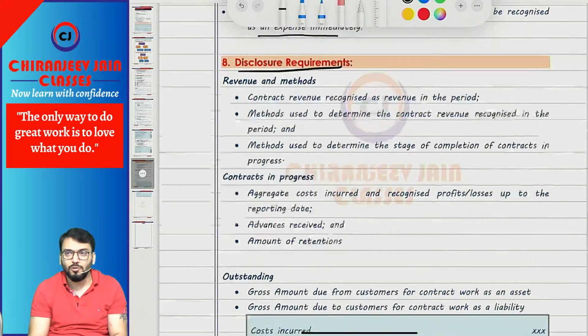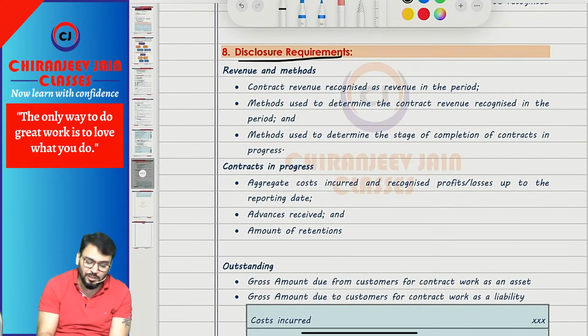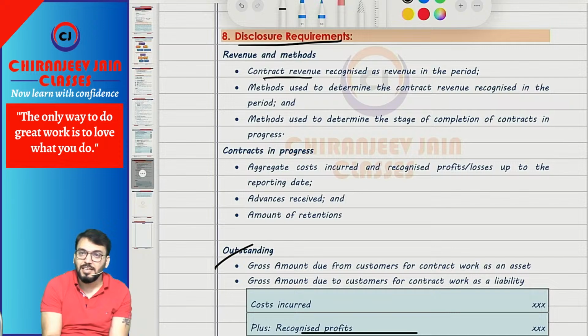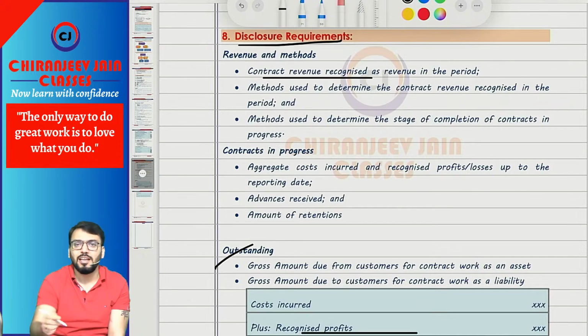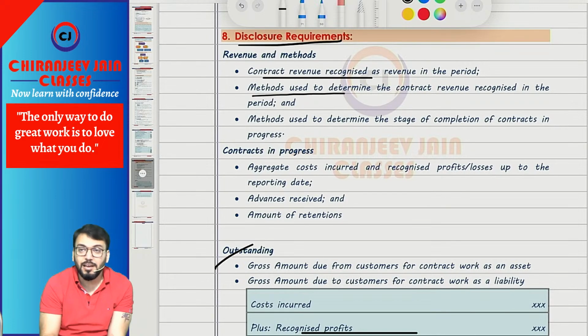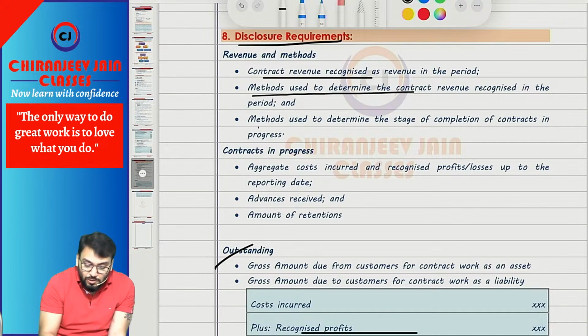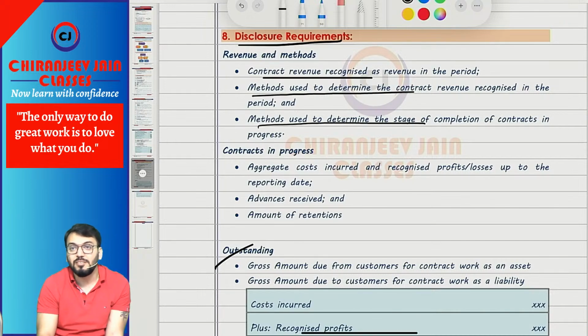So what should we disclose? First, we should disclose... I am reading because this point is important. We should disclose the contract revenue recognized as revenue, that is, how much revenue has been recognized in the current year. Then we should also disclose the method used to determine the contract revenue, for example, the percentage of completion method. We should also disclose the method used to determine the stage of completion, meaning the cost to cost method or survey method, etc.